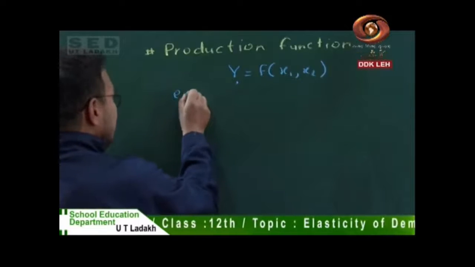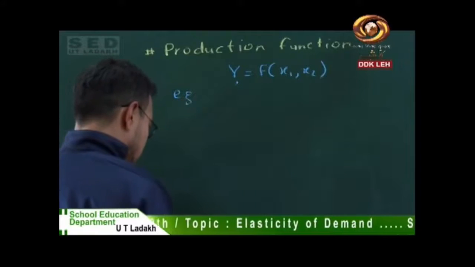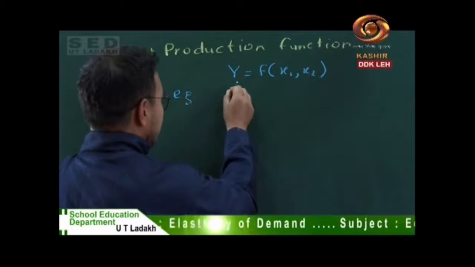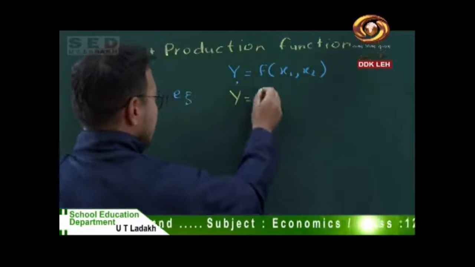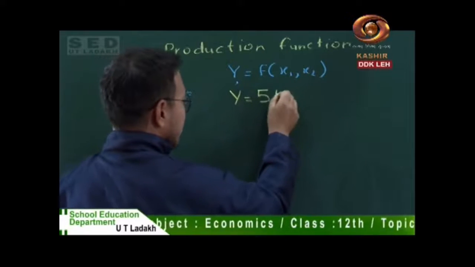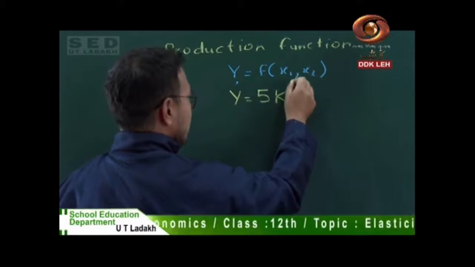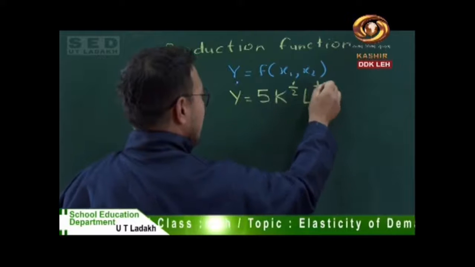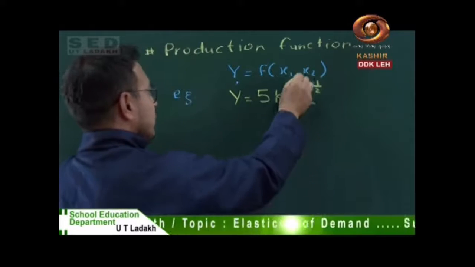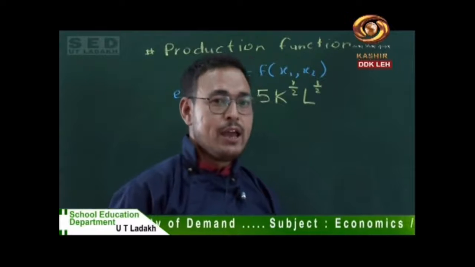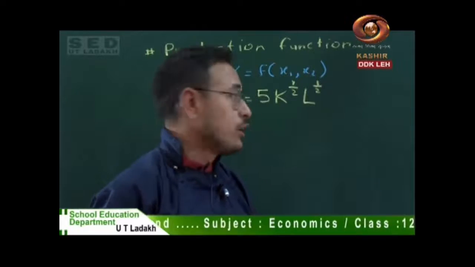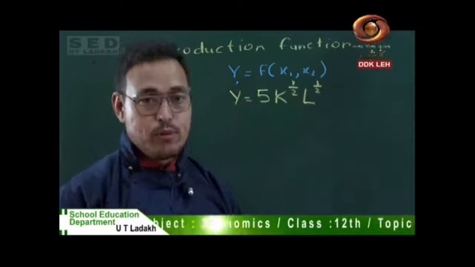A mathematical example could be, suppose you have an equation: y will be given by 5 k^1/2 L^1/2. 1/2 means the root of k and root of L. Here k represents your capital and L represents labor. So this is an example of production function.